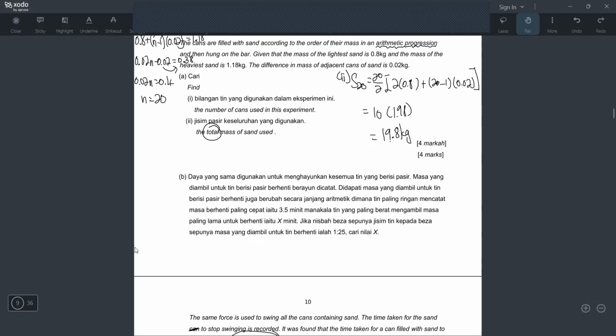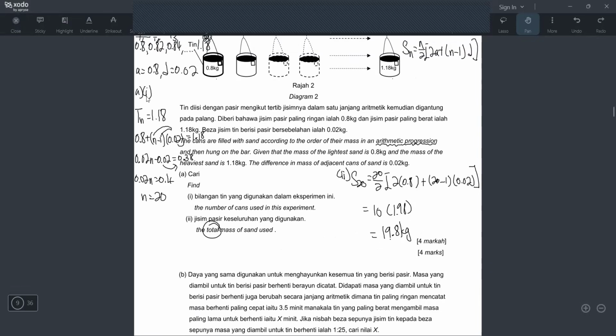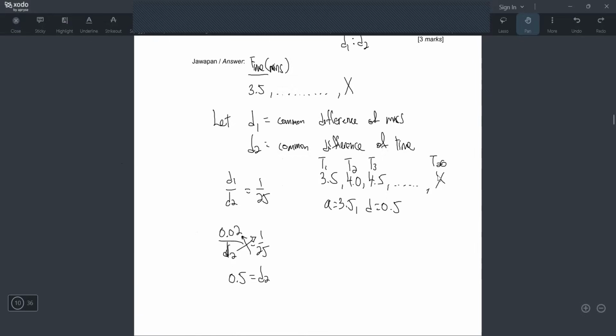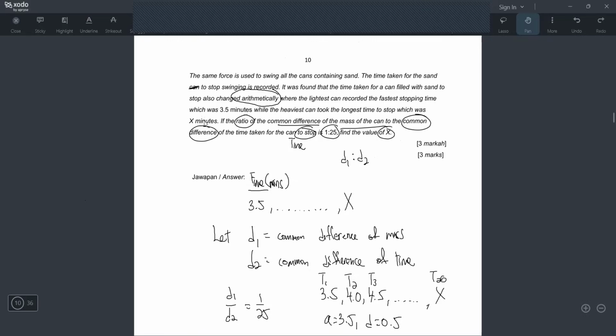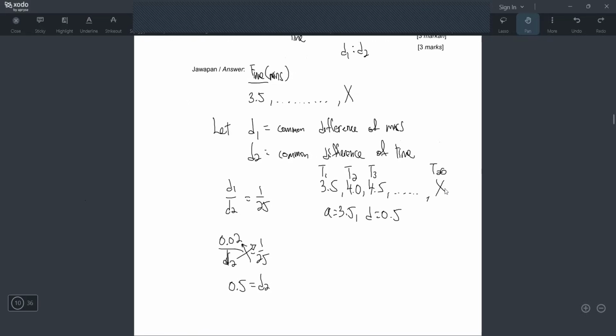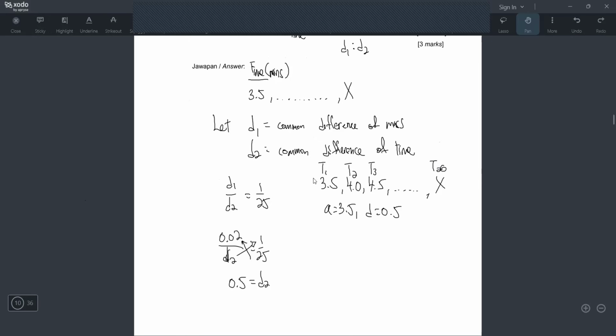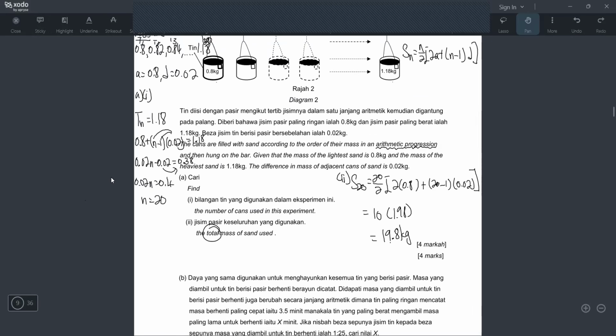How I know this is T20? Because do you remember there is 20 cans, right? You get your answer, N is 20. It means even though we don't know the last term, but we know there is 20 terms. Do you understand? It means this is the time taken for the first can to stop. This is the time taken for the second can to stop. This is the time taken for the third can to stop. And this, even though I don't know what is the time taken, but I know it's the 20th can because this is the heaviest, right? The longest one because they already said X is the longest time to stop. So this must be the heaviest one. It means the last one lah, the paling berat punya lah, and the paling berat punya is the 20th, right?